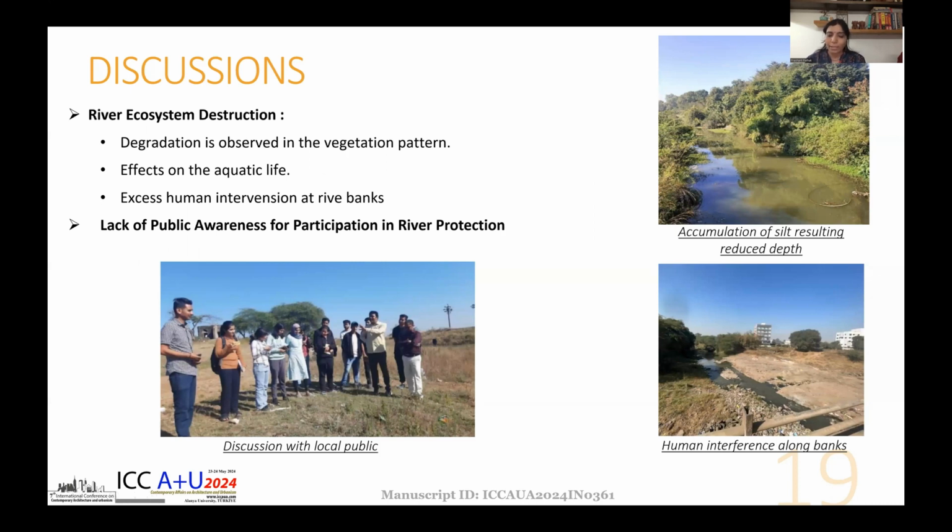Near the origin, overhanging vegetation provides habitat that supports microbes, stream insects, and other food sources for fish and other aquatic life. Considerable degradation is observed in the vegetation pattern from Nandini's origin to its confluence with the Godavari, which can be directly related to the level of human intervention. This affects the aquatic life. The last and very important point is the lack of public awareness for participation in river protection.